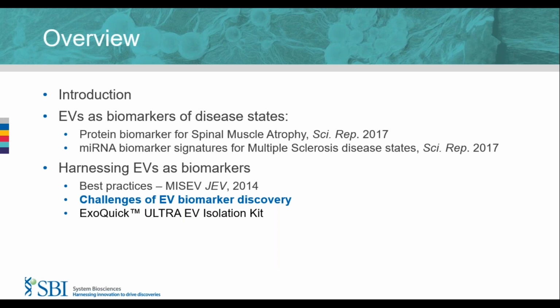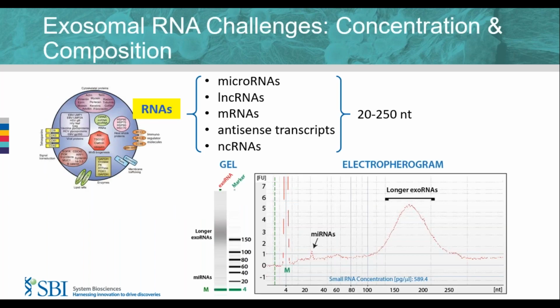So, challenges in the use of EVs as biomarker discovery. Well, if we think of the two main components, RNA and protein, let's start with RNA. So exosomal RNA, as you saw before in the paper we were going through, and as you can see here in this electropherogram, is mainly comprised of species between 20 and 250 nucleotides. There are microRNAs, long non-coding RNAs, mRNAs.